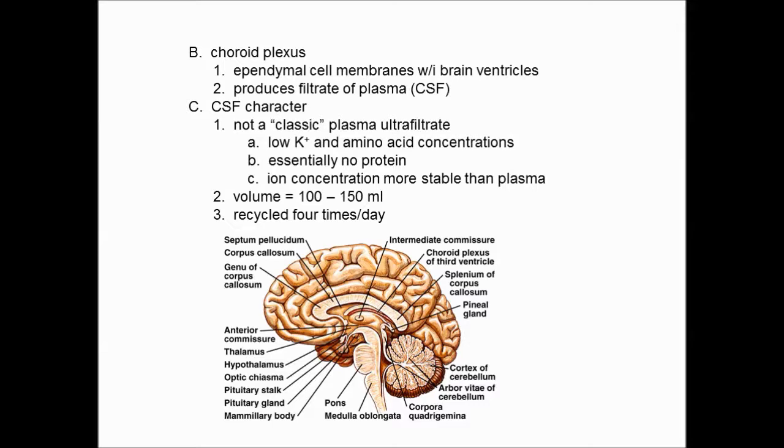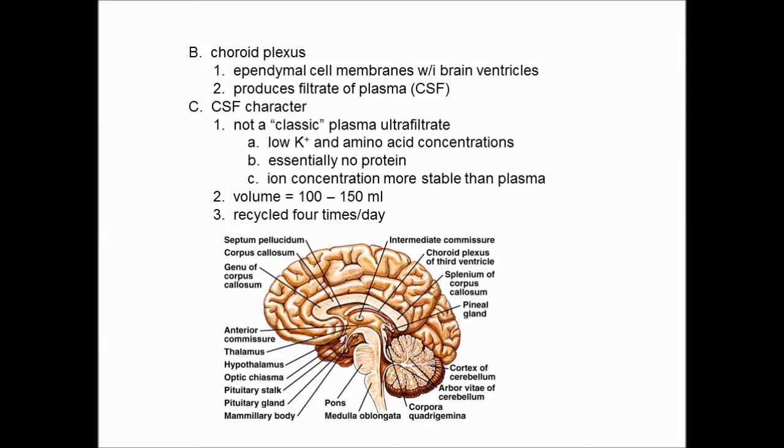And the ion concentration stays remarkably stable, even more so than the plasma, not only because of this barrier, but also, again, because of astrocyte activity. I think there's more than this, but there's only about 100 to 150 mils of cerebrospinal fluid. That's about a shot glass, I guess, about a small cup, if you will. And we reproduce it about 4 times a day.